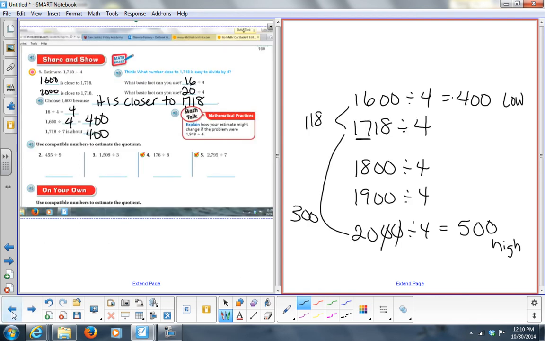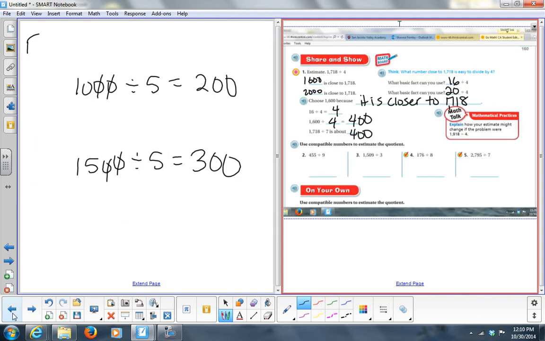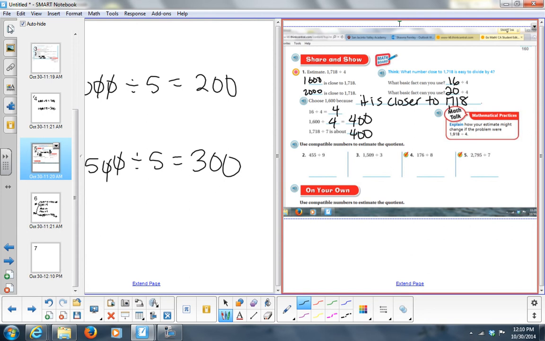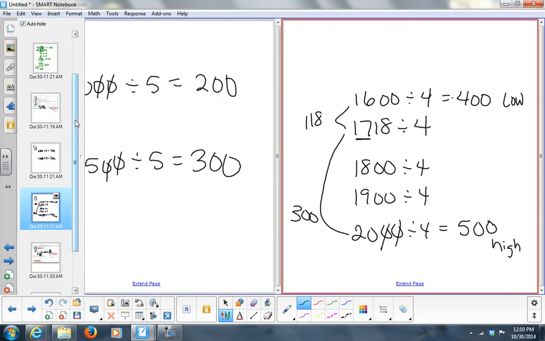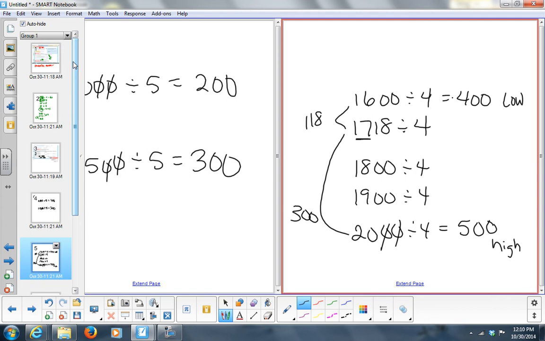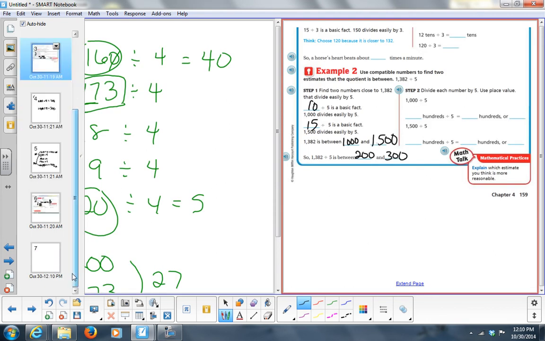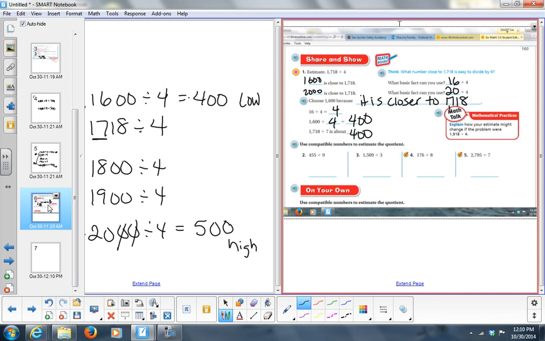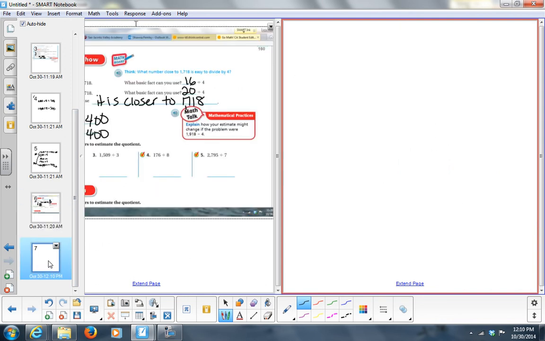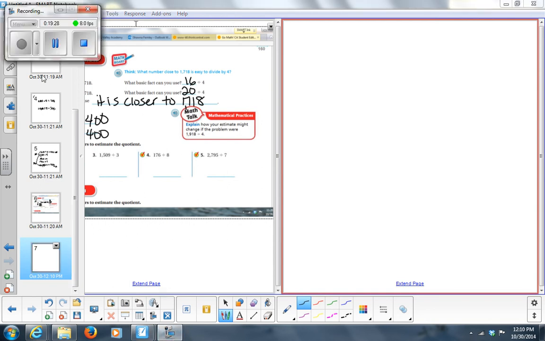Where's my other paper? Oh my goodness. Everyone has stuff in it. That's odd. Yes, that is odd. Yeah, it didn't capture.